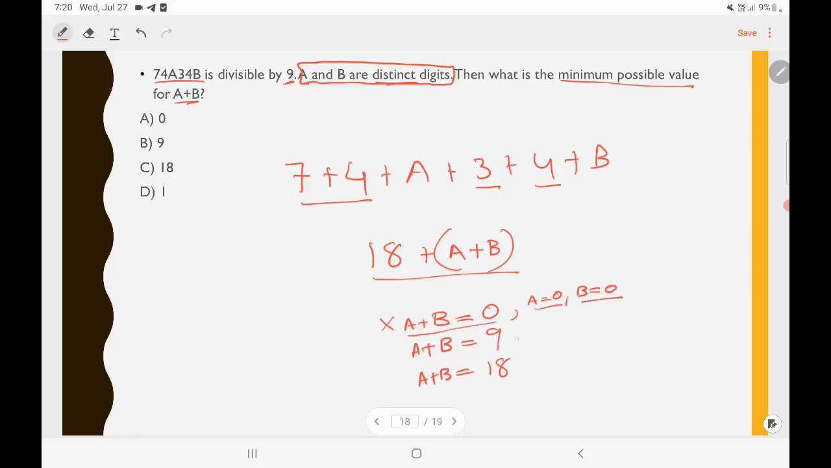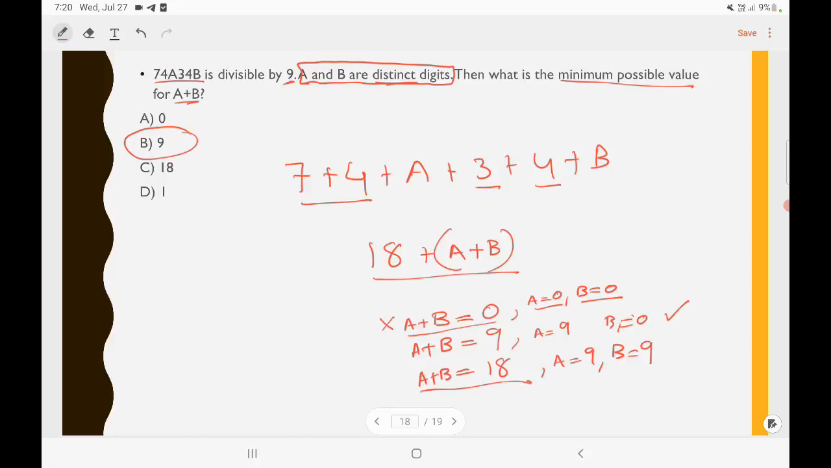If A plus B is equal to 9, A will be either 9 or 0 and B will be either 9 or 0. If A is 9, then B will be 0. So this is okay. Similarly, if A plus B is equal to 18, then A and B both will be 9. That is the only possibility. So the answer is B, 9. This is the minimum value of A plus B possible. It's not 0. So we have checked 3 examples.